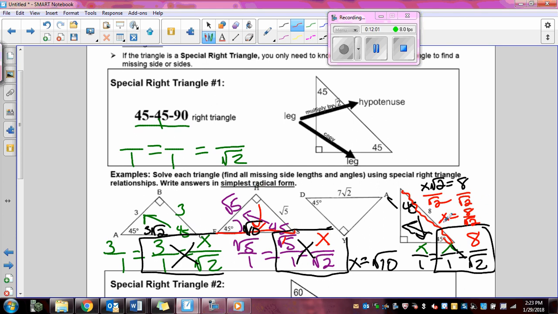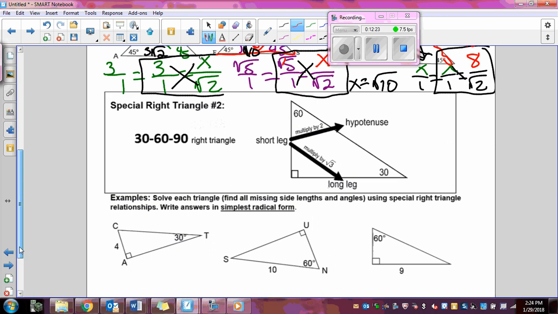And I want you to rationalize your denominator because we cannot have a square root on the bottom. So we're going to multiply the top and the bottom by square root of 2. And you're going to end up getting 8 square root of 2 over 2. And the 2 and the 8 will simplify to 4 square root of 2. That was very fast. We'll get more practice in class on how to do that.